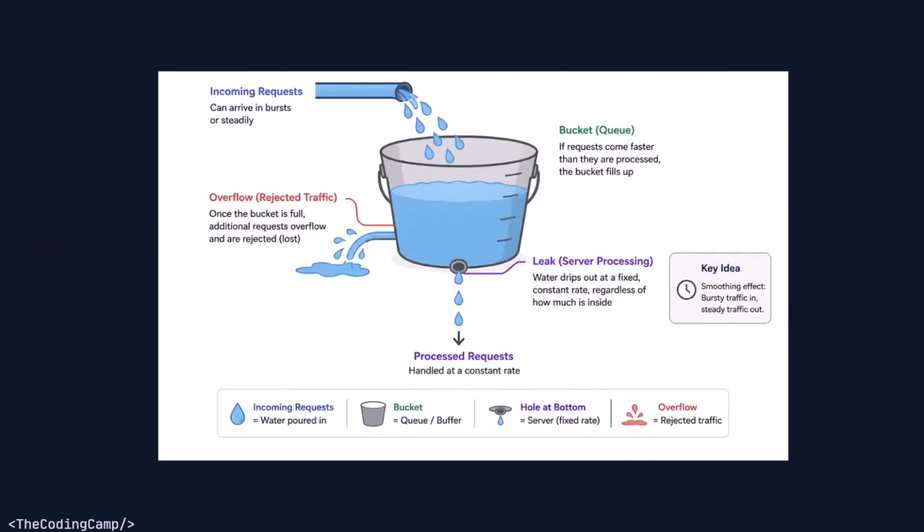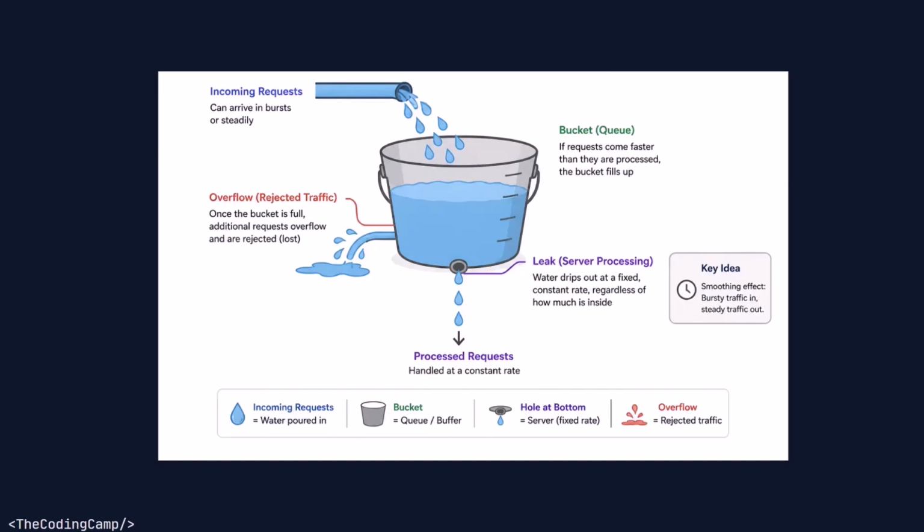In this lecture, we are going to look at the leaky bucket algorithm, the close cousin of the token bucket we learned about in the previous lecture. Let's start with the intuition. Imagine a physical bucket with a small hole at the bottom. You can pour water into the top at any rate you want, in bursts or steadily, but the water only drips out of the bottom at one fixed constant rate, regardless of how much water is inside.